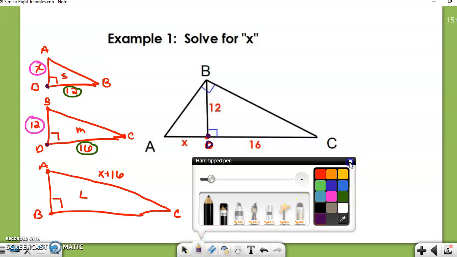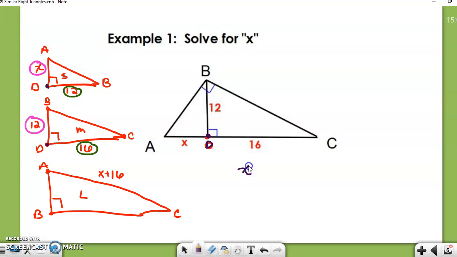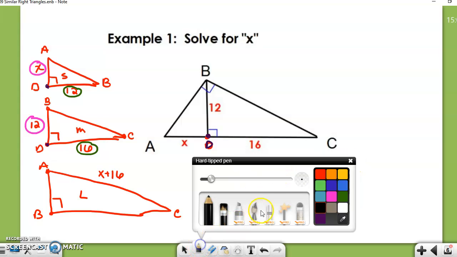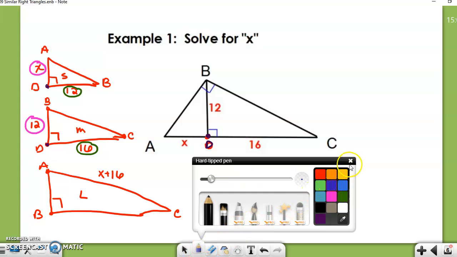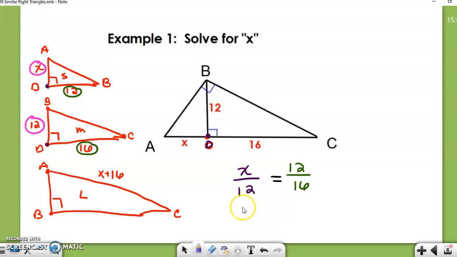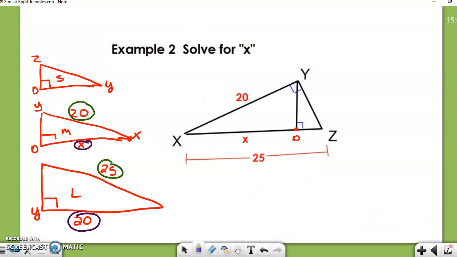When I'm looking at this, I can say, oh, okay, that X corresponds to the 12. I can set that equal to, X was on the small one, so I'm going to go back to the small one and get the 12. It corresponds to the 16. Then I can just simply cross multiply and I get 16x is equal to 144. So x equals 9 units. Really helps to break those triangles out.